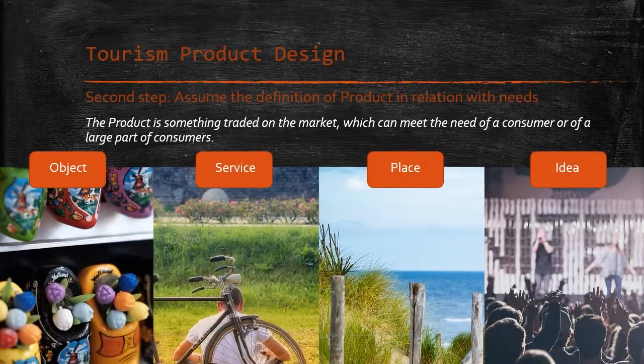Second step, assume the definition of product in relation to needs. The product is something traded on the market, which can meet the need of a consumer or of a large part of consumers. It can be an object, a service, an experience, an idea, a place.